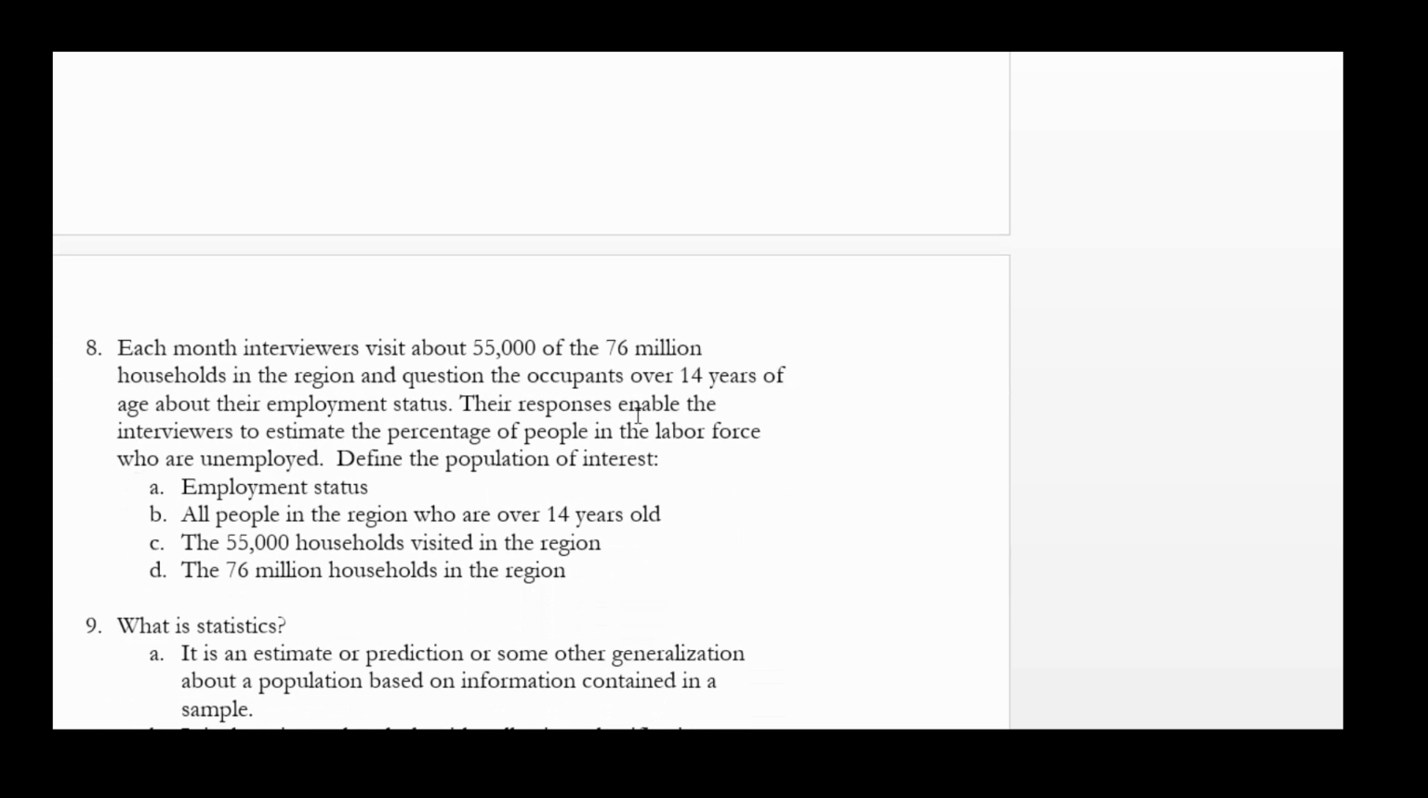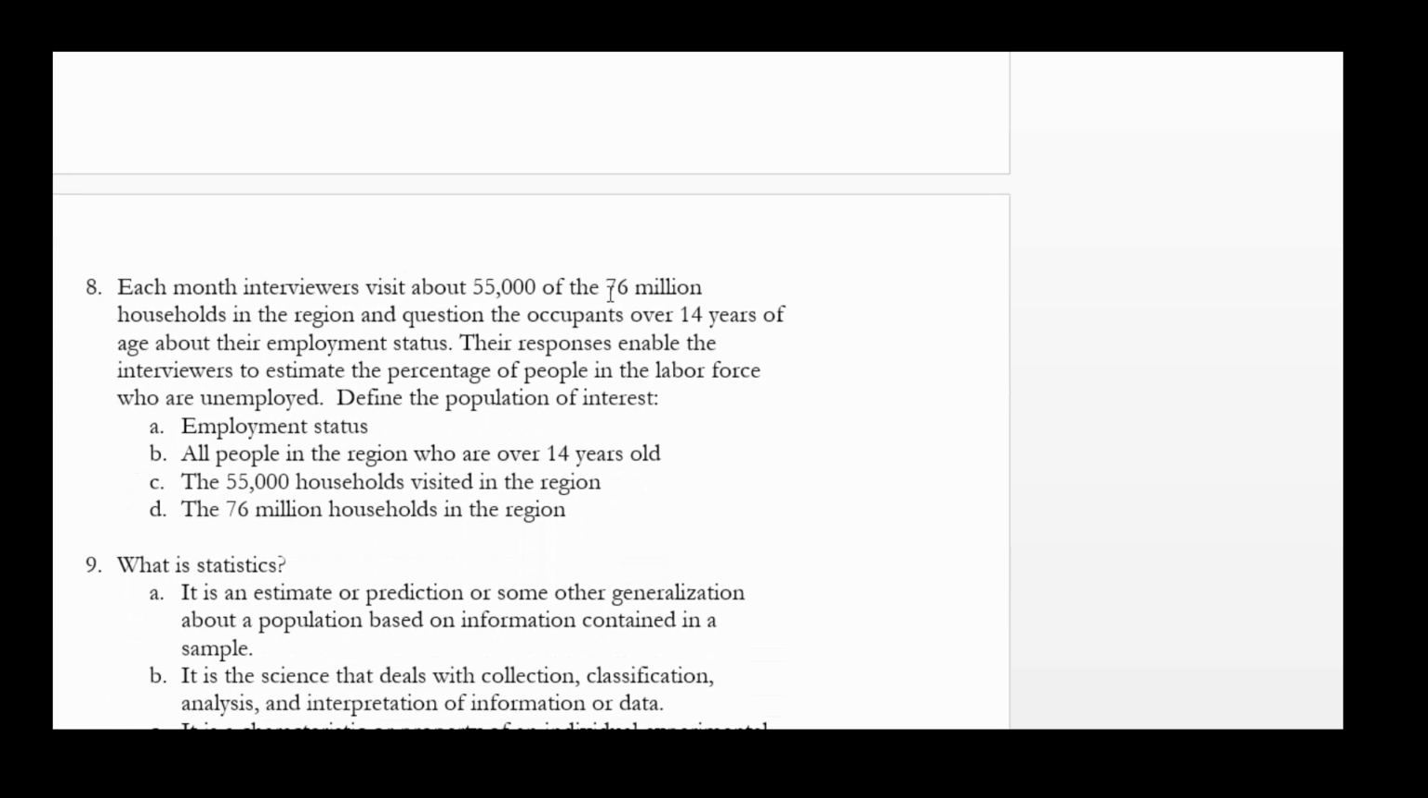So for number 8, each month, interviewers visit 55,000 of 76 million households and ask the occupants over 14 questions about their employment status. So we're looking at the percentage of people in the labor force who are unemployed. The population is not the 76 million households, because we're actually looking at people, and some households are going to have more than one occupant over 15. So it's all the people in the region that are over 15 years old.